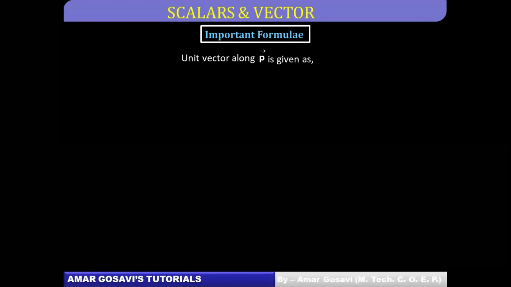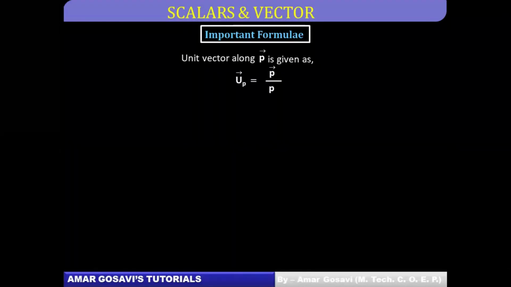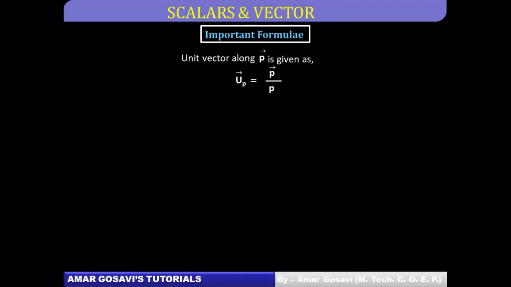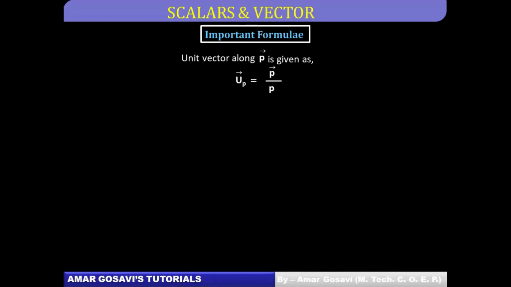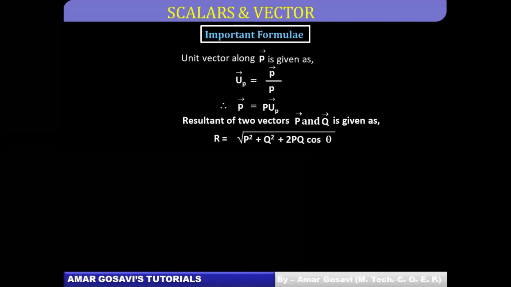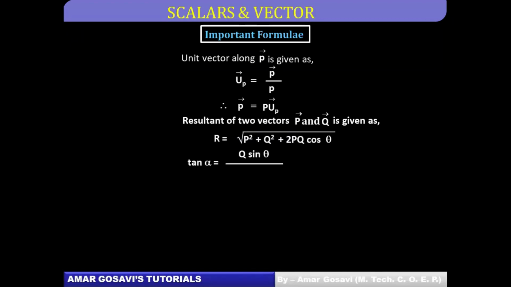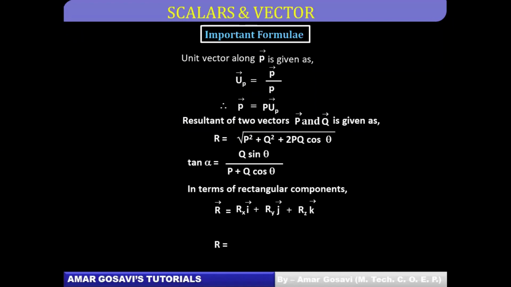Okay, unit vector: how do you find a unit vector? The vector divided by its magnitude is the unit vector. How do you find the resultant of two vectors? By the parallelogram law. How do you find the direction? With the help of the parallelogram law. How do you put the components? This is how you represent the vector, and this is how you find the magnitude of the vector.